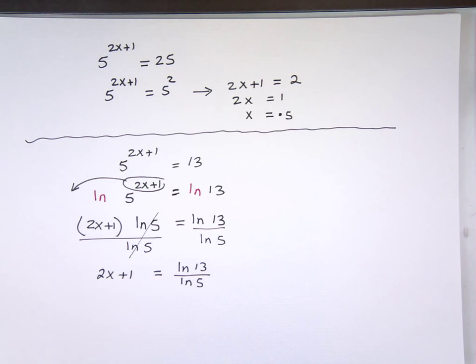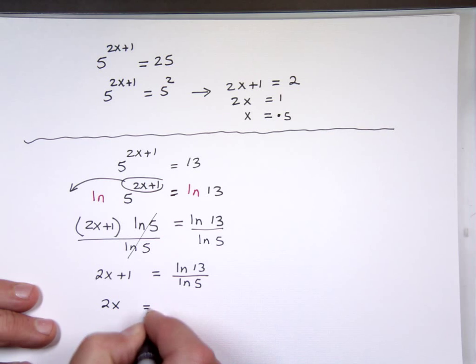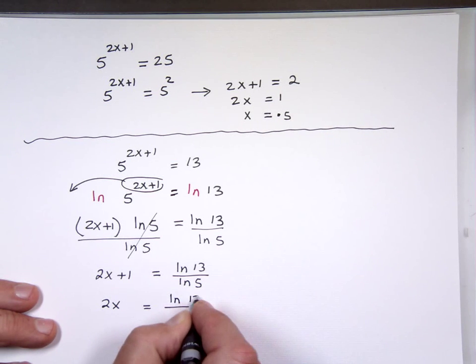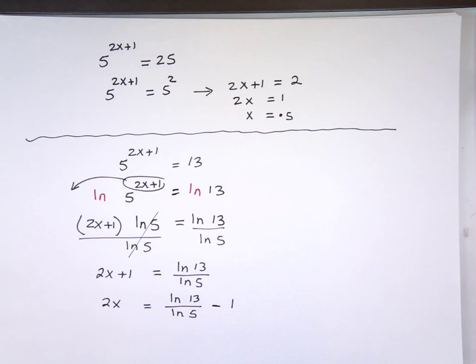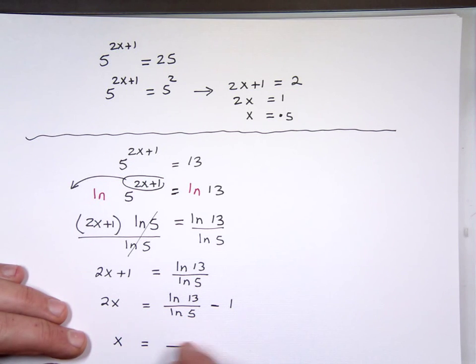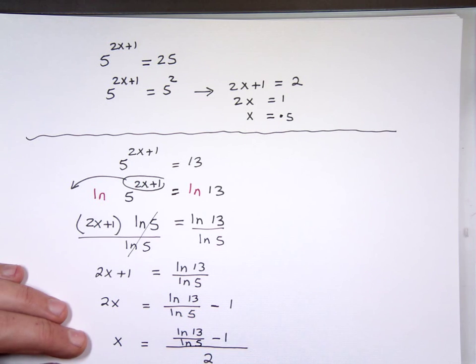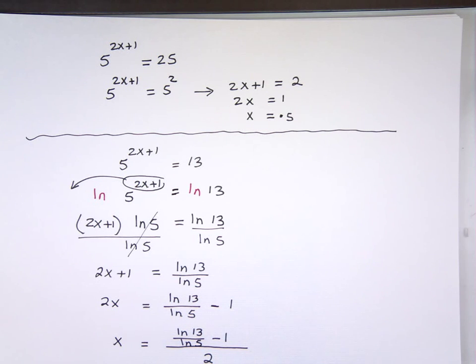How do you solve it for x now? What do we do? Do we subtract 1 from both sides? And to solve for x, what's my final step? Divide the whole thing by 2. If this is the exact answer, that's what your exact answer is. If they say go ahead and use your calculator, then you can.